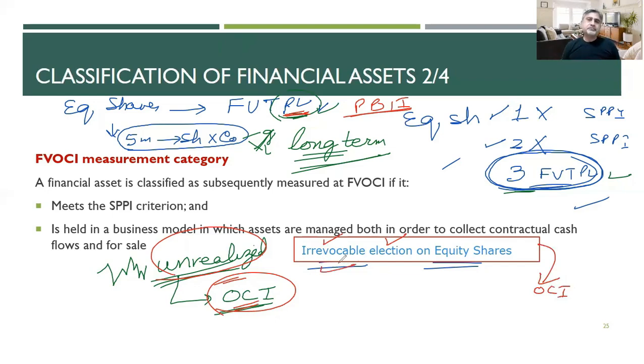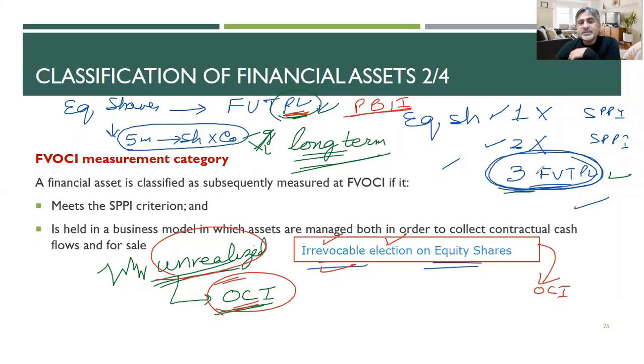reverse it. Tomorrow, when these shares are sold, there will be some gain. That gain will be realized. You cannot take it to P&L. Remember, OCI items, when they are realized, which means when they are converted, when you execute them, the gains are transferred from OCI to P&L. You call it recycling. So you usually do recycling for that.